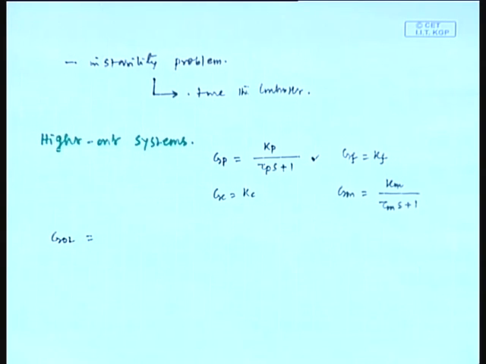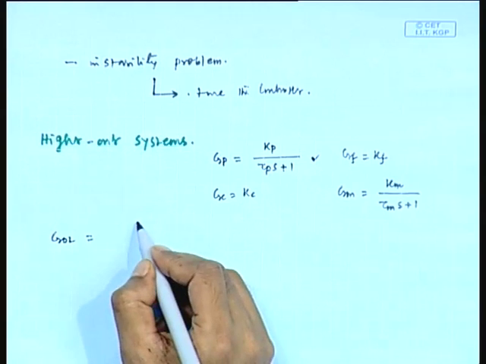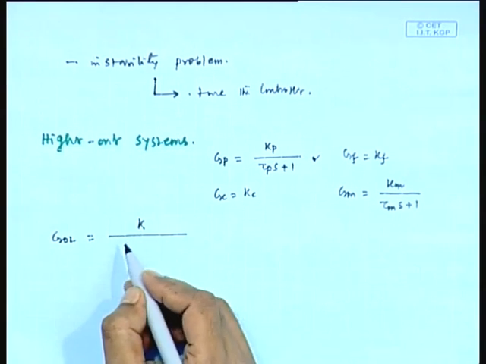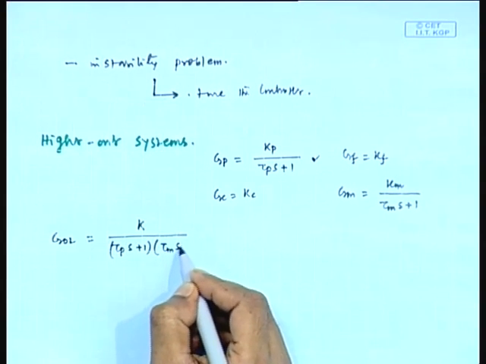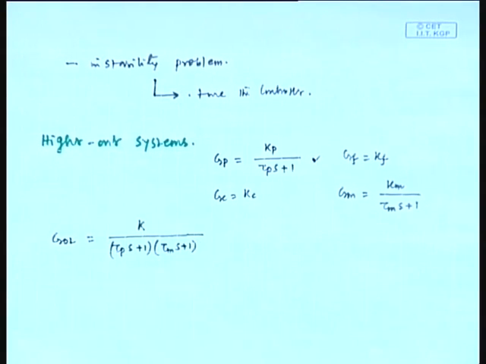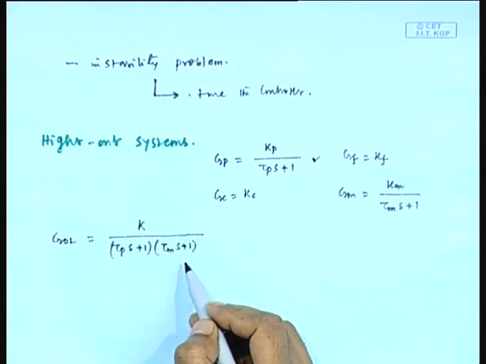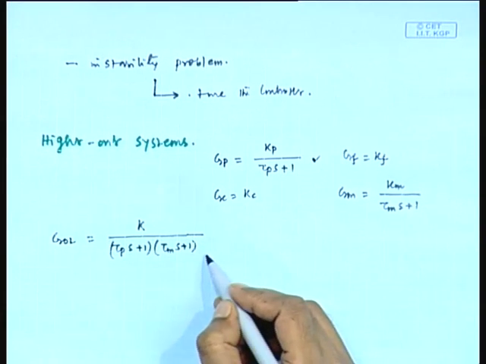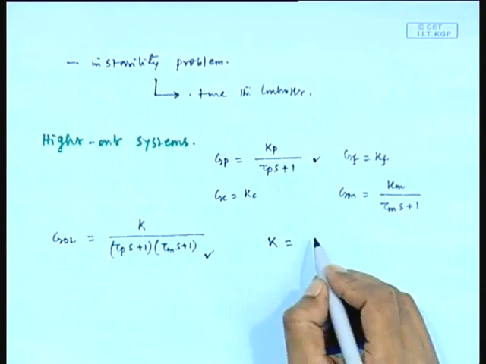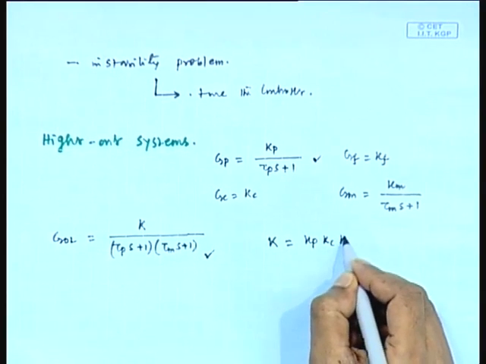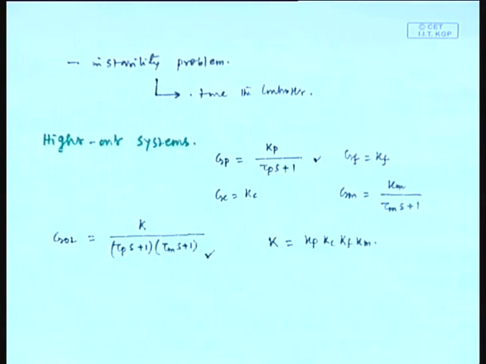Now, the overall transfer function we can write as K divided by tau P s plus 1 multiplied by tau m s plus 1. This is the transfer function of a second order system, and obviously here K equal to Kp Kc Kf Km.